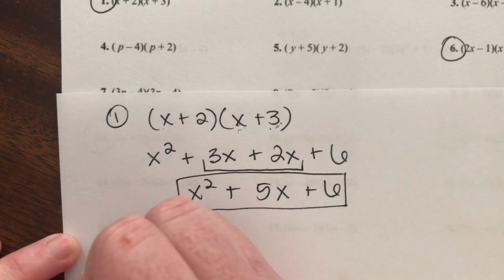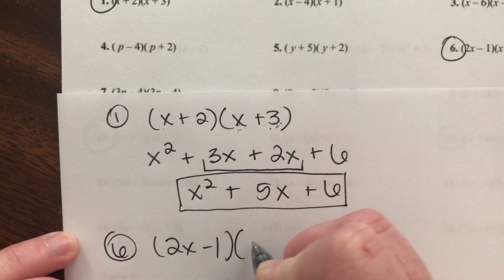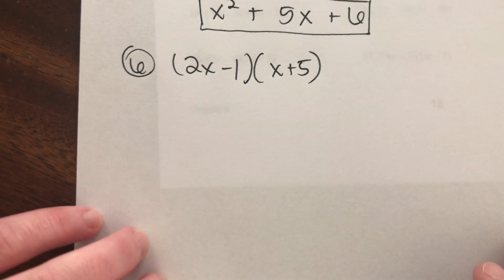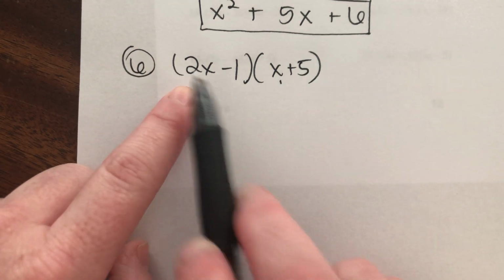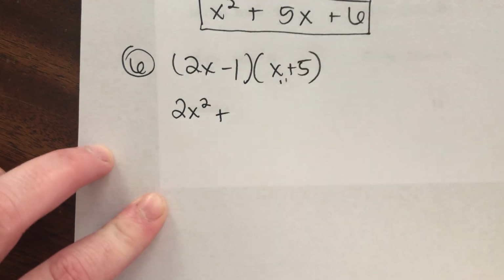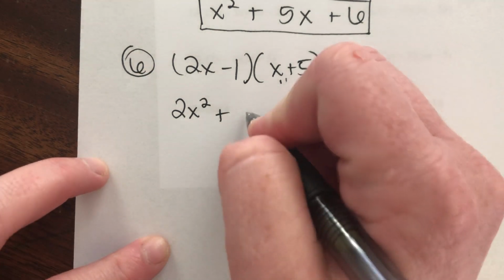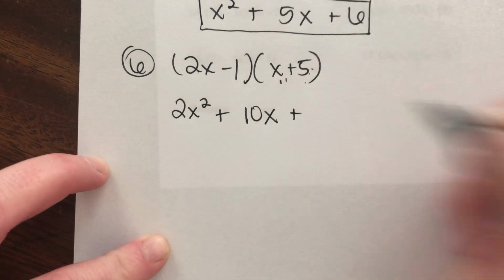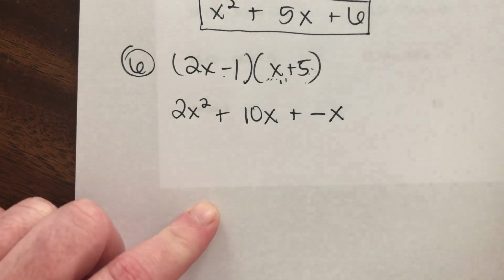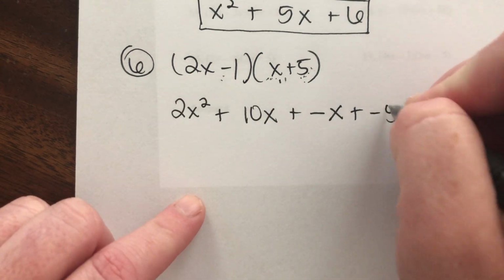Okay, next we're going to do number 6, and that is 2x minus 1 times x plus 5. Okay, so here, all right, we're going to do first, outer, inner, last. First, 2x times x is 2x squared plus the outside two terms, 2x and 5. 2x times 5 is 10x plus the inner two terms, negative 1 times x is negative 1x plus the last two terms, negative 1 times 5 is negative 5.